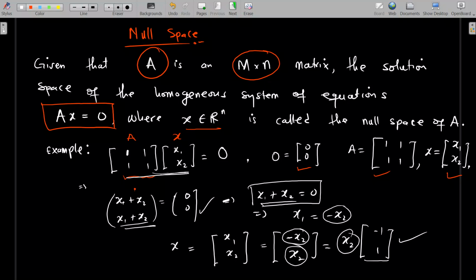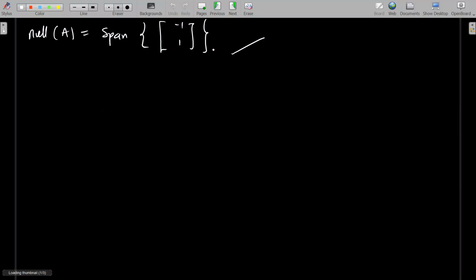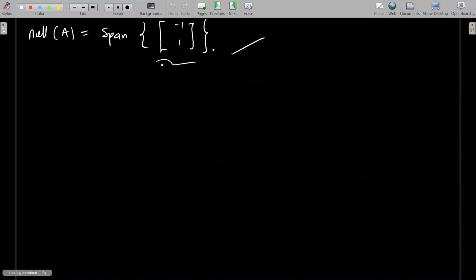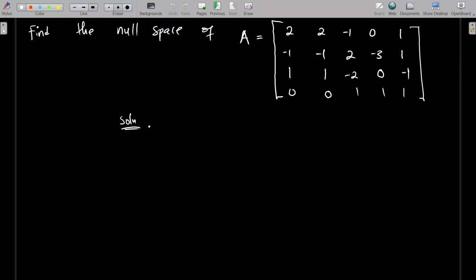That is how you write that space: the null space of this particular A is given by the span, and we've talked about span in our previous concepts. You can go through those videos to understand it better. So the span of that vector gives me the null space of this matrix A, the matrix 1 1 1 1, which is a 2 by 2 matrix. Now let's pick a more complicated problem and go through that.